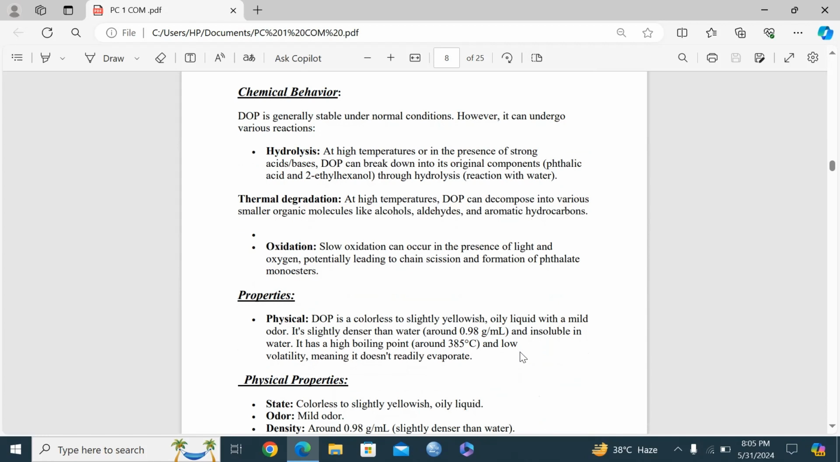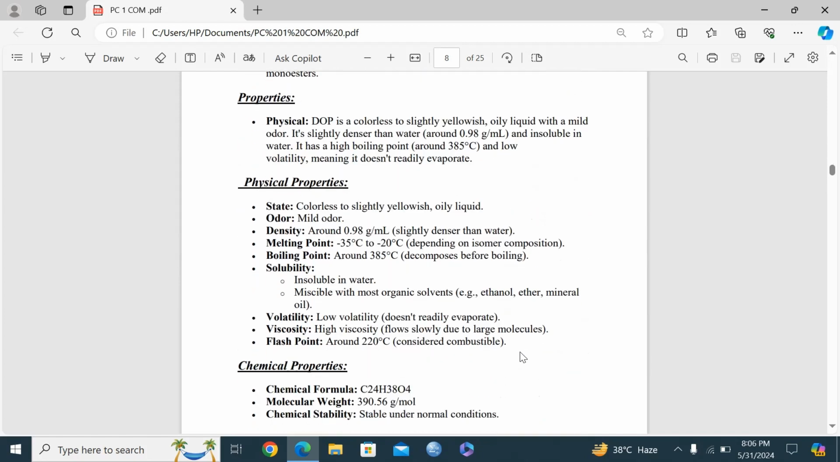Hydrolysis, thermal degradation, and oxidation. Hydrolysis: at high temperature or in the presence of strong acid and base, DOP can break down into its original components through hydrolysis. Oxidation: slow oxidation can occur in the presence of light and oxygen, potentially leading to chain scission and formation of phthalate monoester.